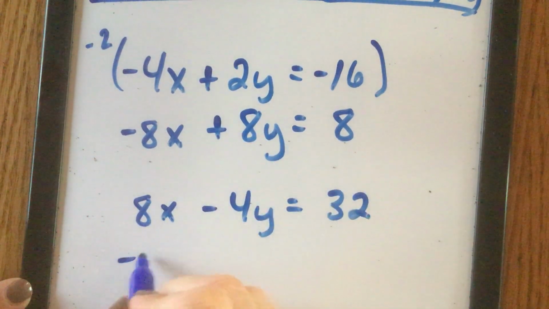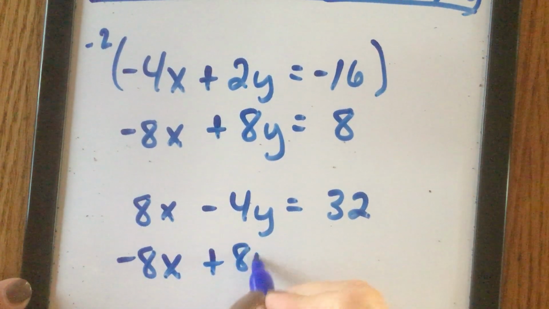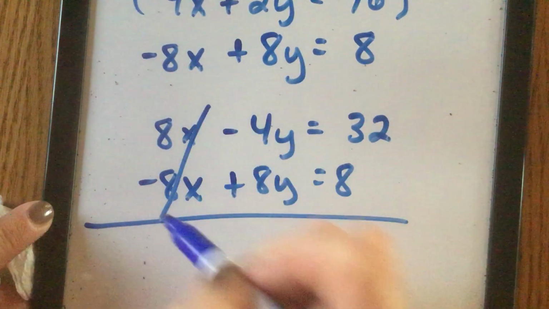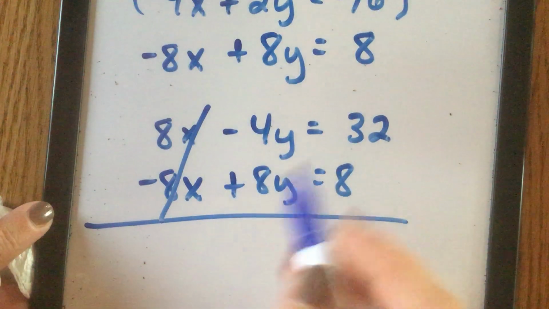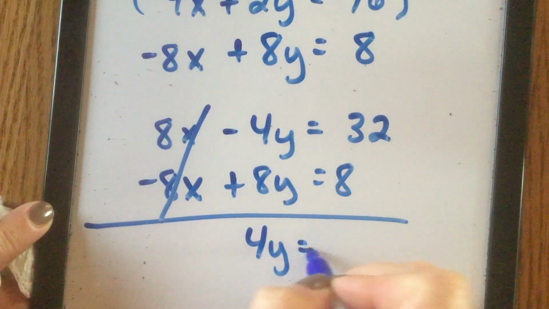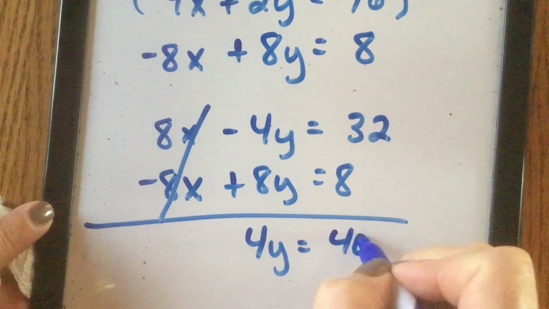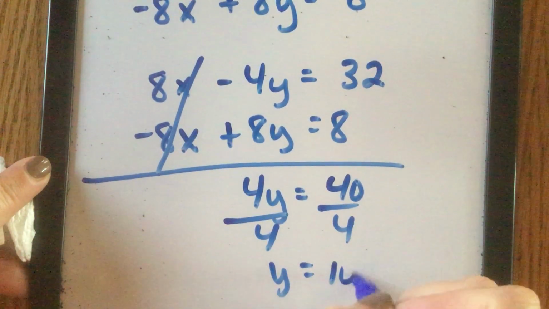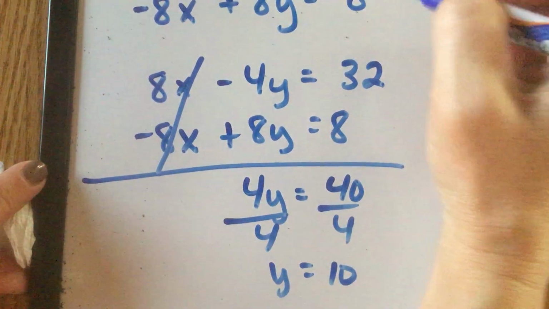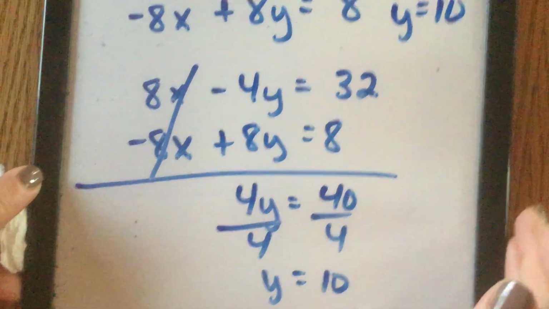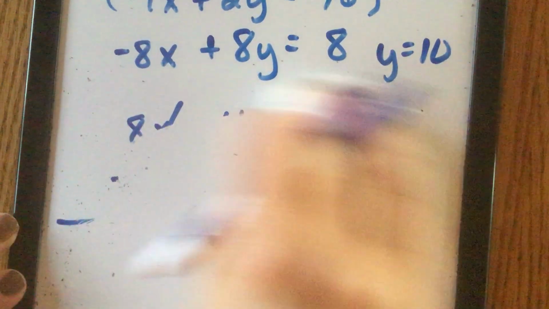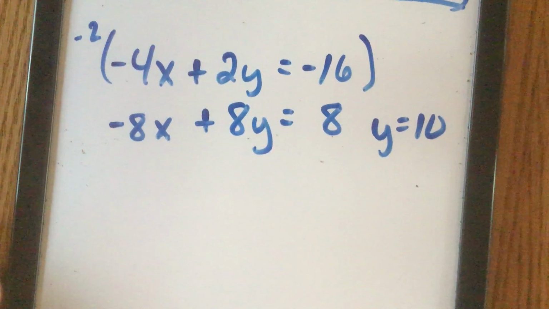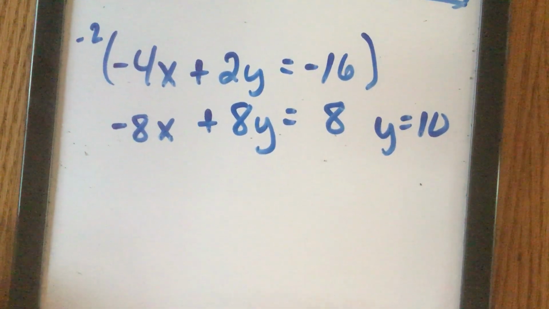Then just copy this one down because it doesn't change. Equals 8. Then 8x minus 8x is 0. Negative 4y plus 8y is positive 4y. And 32 plus 8 is 40. So when I divide both sides by 4, I get y equals 10. So once you have one answer, y equals 10, we're going to erase this and plug it in. So hopefully it's starting to sound pretty repetitive. Hopefully you're starting to see that it's the same things over and over again.